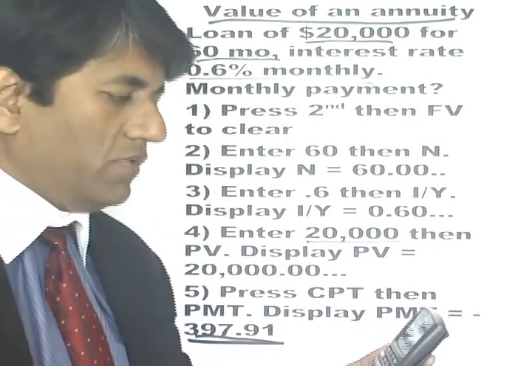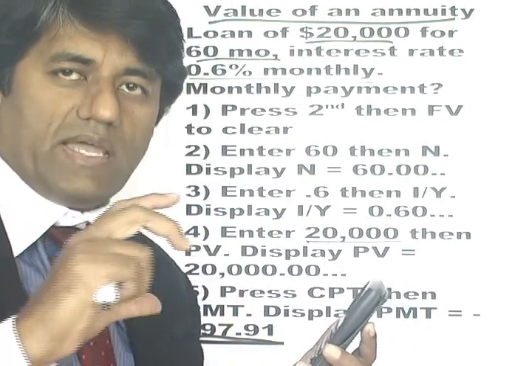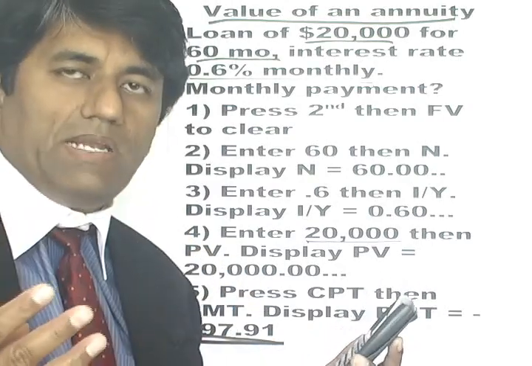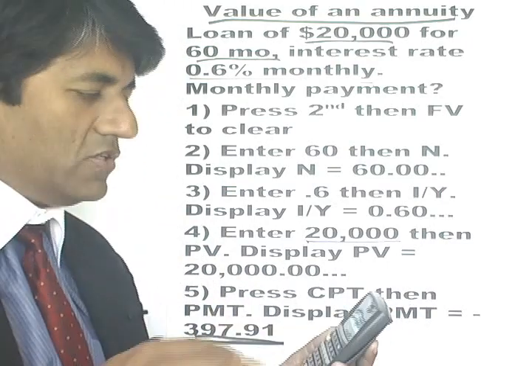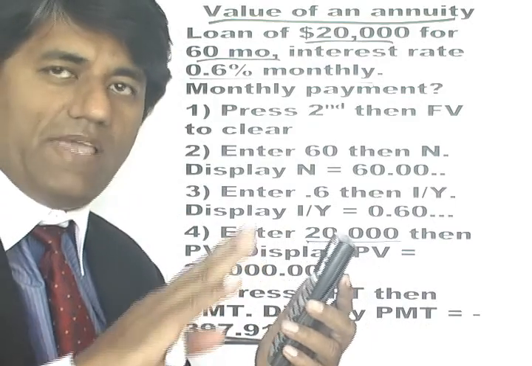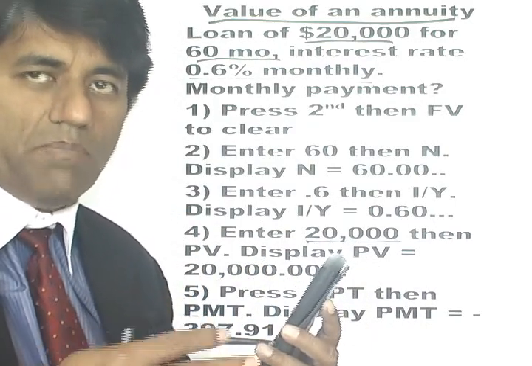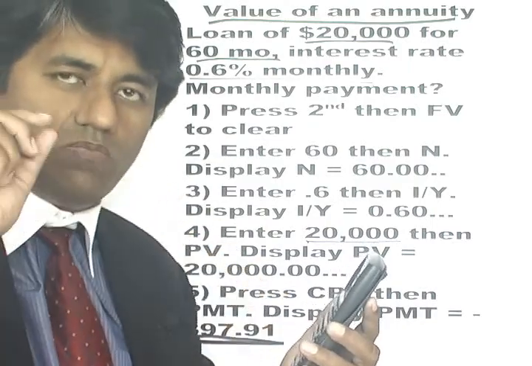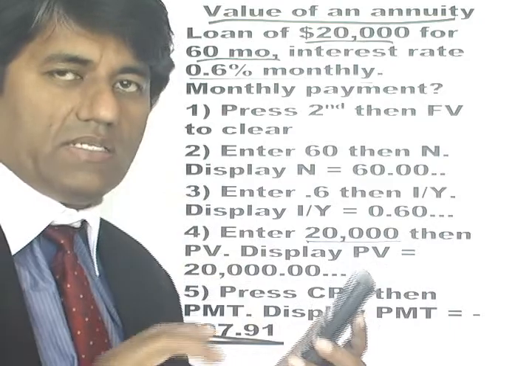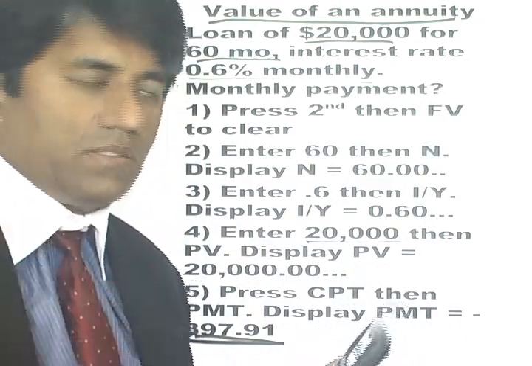Now, of course, the future value is going to be 0 because there is nothing left to be repaid at the end of the 60th month. So I had not entered FV at all. By default, the calculator took that to be 0. But if you want, you can also press 0 and then FV just to make sure that the calculator understands that there is no payment left to be made at the 60th month.